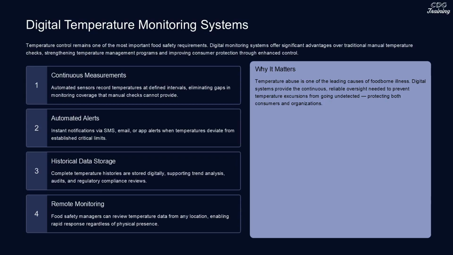Automated alerts send notifications via SMS, email, or app alerts when temperatures deviate from defined limits. Historical data storage compiles temperature data stored digitally, supporting trend analysis, audits, and regulatory compliance. Remote monitoring allows managers to view temperature data from any location, enabling rapid response regardless of physical presence.